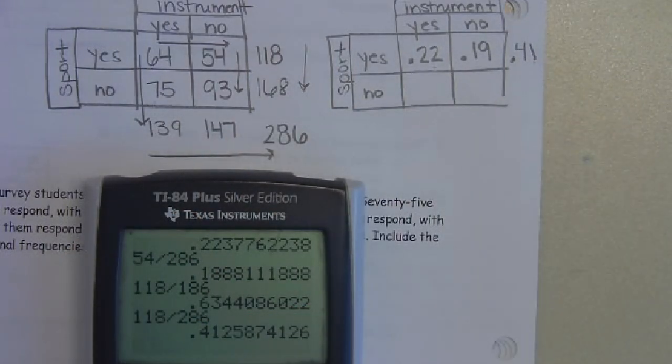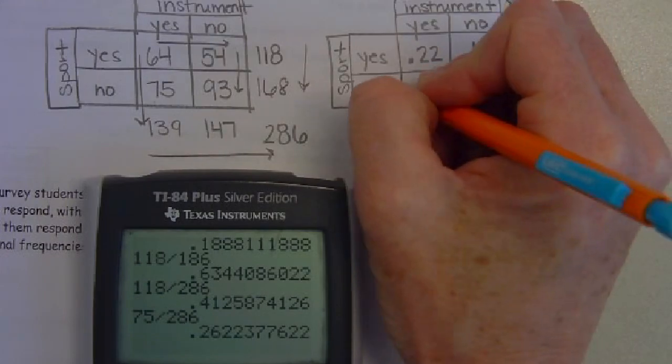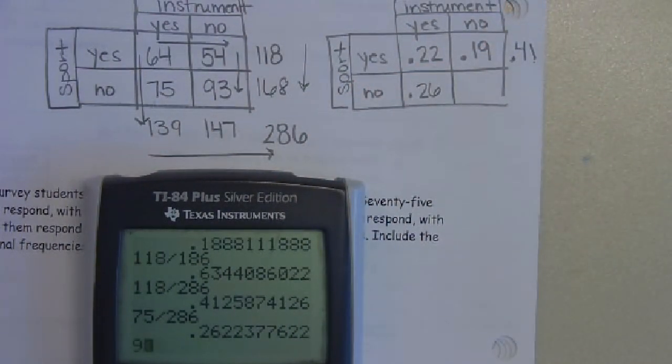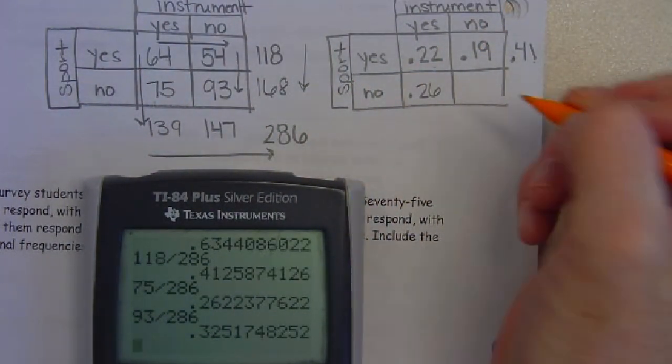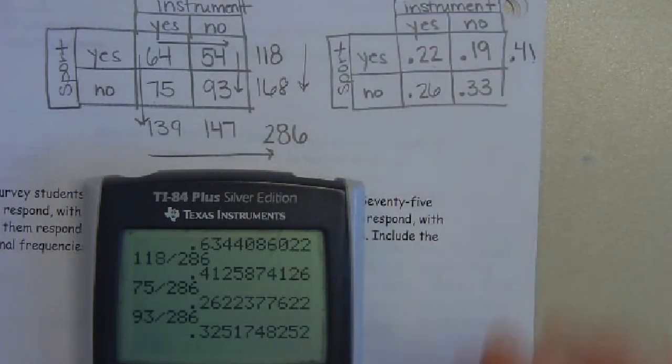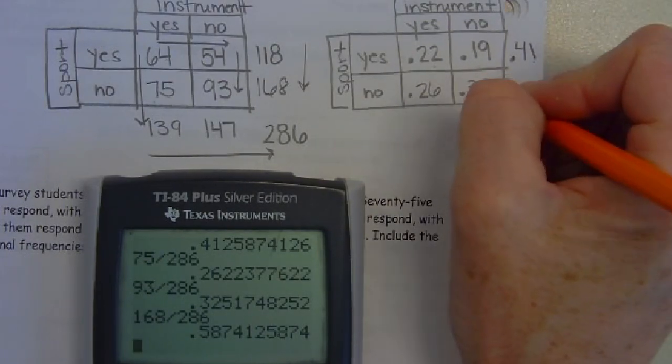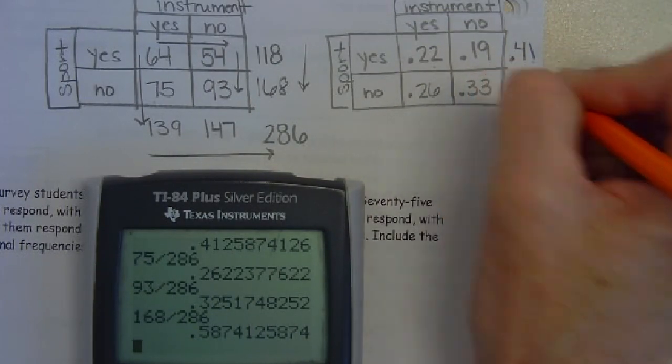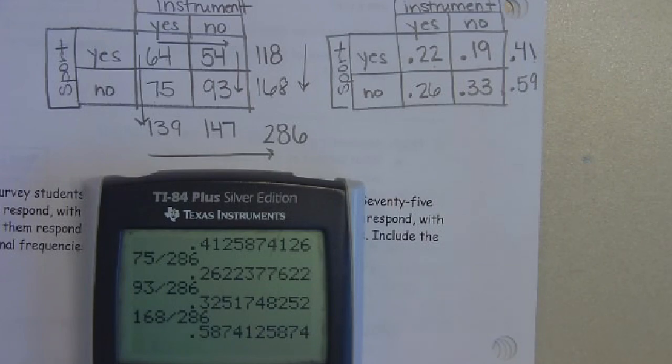Now I'm going to do my next row. 75 divided by 286, I get 0.26. 93 divided by 286, I get 0.33. And 168 divided by 286, I get 0.59. And if you notice, these two together will equal 0.59.